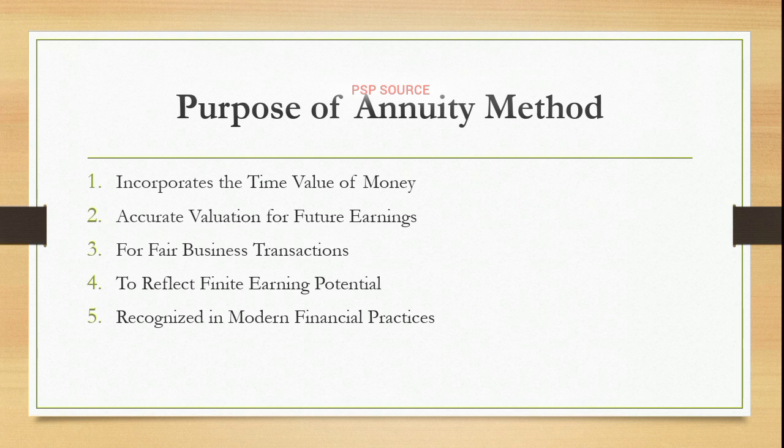Second purpose, for accurate valuation of future earnings. Third one, for fair business transactions. The annuity method ensures correct value of future earnings for a specific period, as I said in the introduction slides. Fourth one, to reflect finite earning potential. Finite means it will end after a specific period, which means super profit will not exist for a long period. It will end after a specific period.